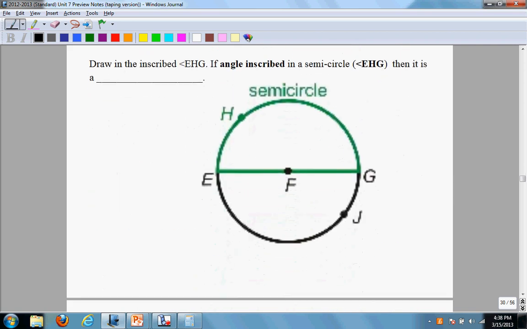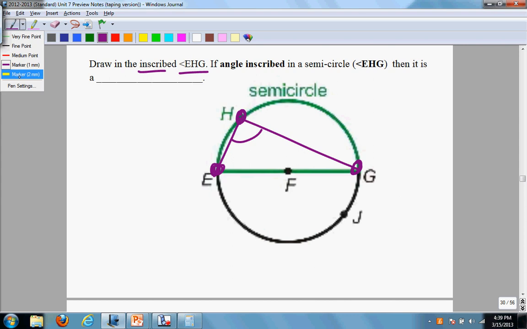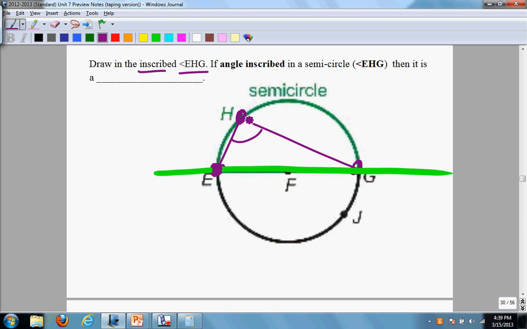Let's try another one. We're going to draw an angle EHG. Let's do that now. EHG. So here's E, here's H, here's G. Get your straight edge out and draw an angle. E to H, H to G. Trace and sweep. We're drawing it inside a semicircle or half a circle. So there's your half a circle. Here was E, here was H, here was G. We know it's inscribed because H is on the circle and the arms are in.